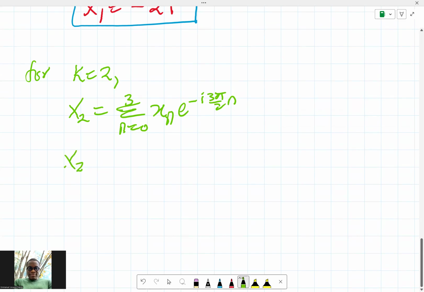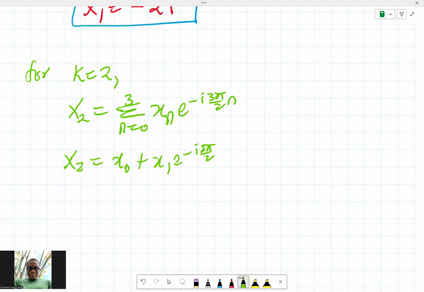So this x2 now is equal to, when n is 0, you have x naught. That's all you have, because this one will go to 1. So the next one is x1, then e raised power, this is 1, so e raised power minus i 3 pi over 2. Okay, for x2 now, n is 1.